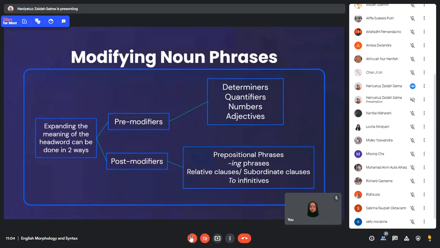And second is ing phrases. Take the example of the sentence, the boy talking to me. So in ing phrases, we have talking to, that is the post-modifier.